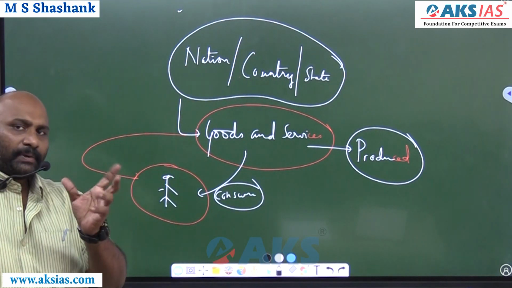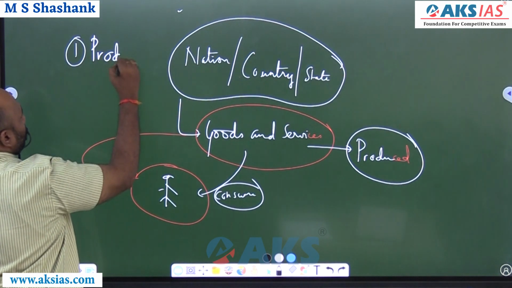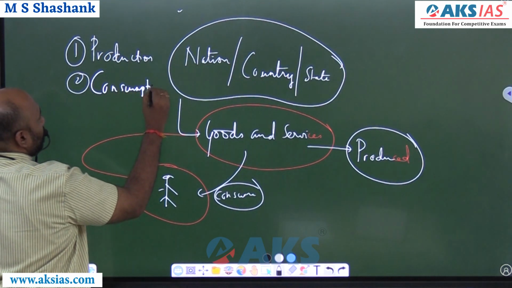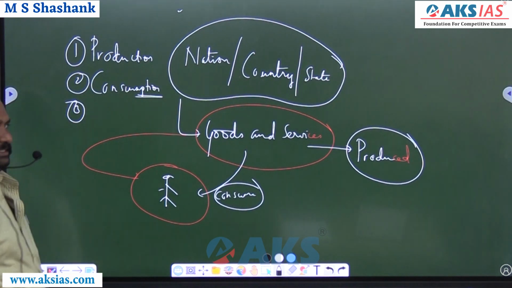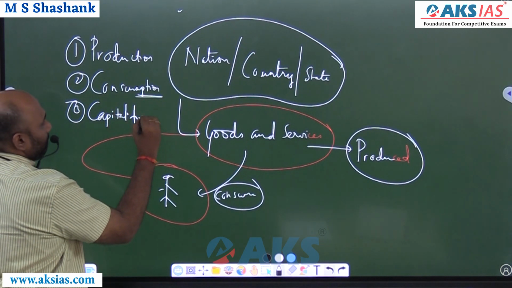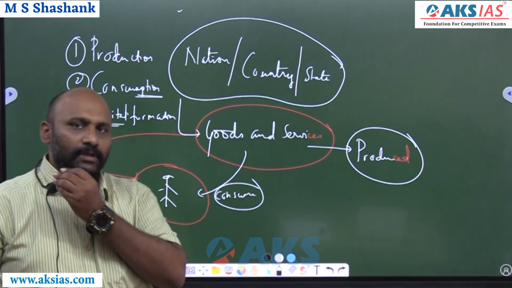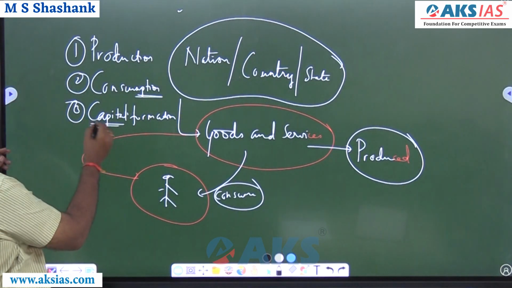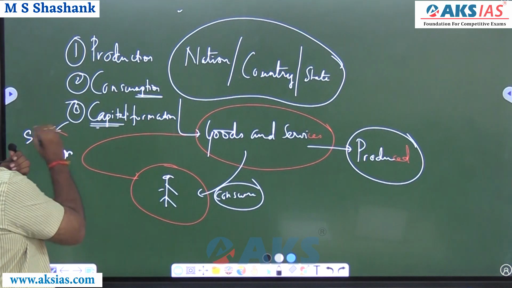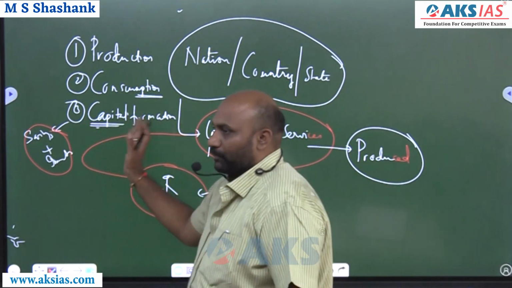Therefore, in simple terms, for an economy to sustain, the basic things are production, second, consumption, and third one, as I said, you need capital formation. Please remember, it is not money formation, it is capital formation. So this capital may usually be in the form of, let's say, your savings or your investments. It can be any of these forms. So that is for the future. So whatever you save, that comes under capital formation.